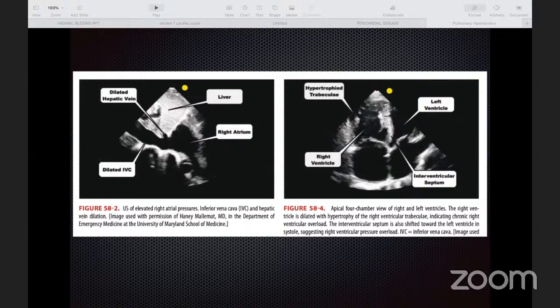And the second is the apical four-chamber view of the right and left ventricles. Here you can see a right ventricular hypertrophy with right ventricular trabeculae, which is indicating chronic right ventricular overload. And you can see the intraventricular septum slightly shifted to the left ventricle. And as we discussed, that can impede the filling and further compromise the cardiac output from the LV. So these are the echocardiographic views we can see in pulmonary hypertension, which is the diagnostic tool in ED.